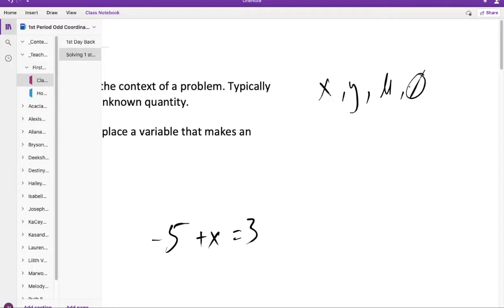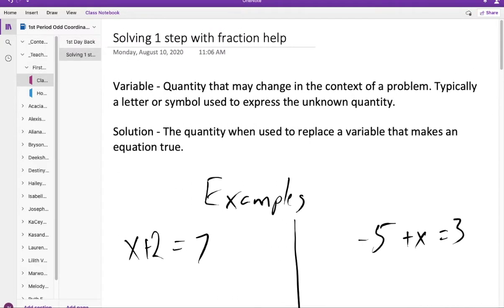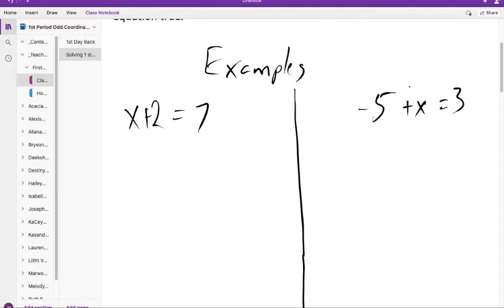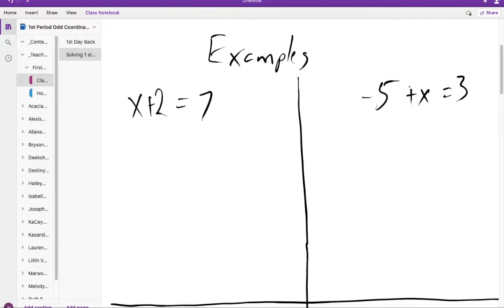So the purpose of this video is to figure out what those variables actually are going to represent, so what the solution to these equations are. We have some examples we're going to work through. This video is just going to cover a single step solution. That means you're only having to do one thing to get what the answer is.